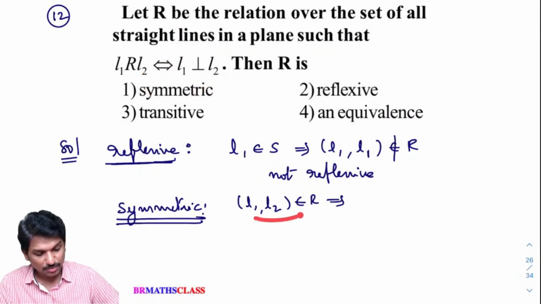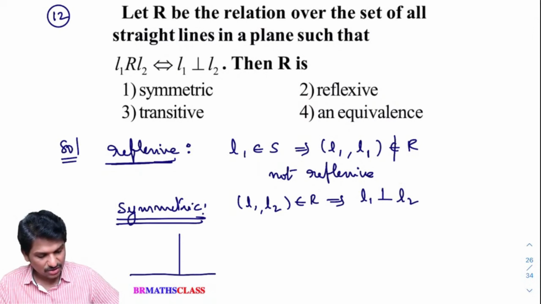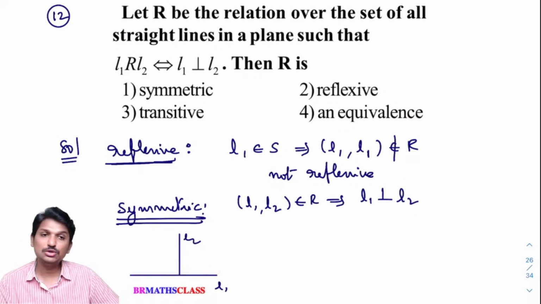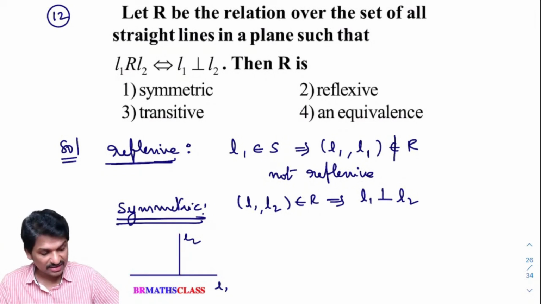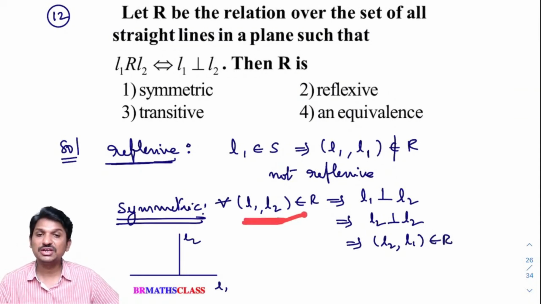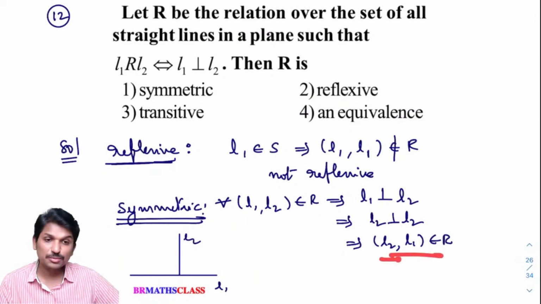As you take L1 comma L2 belongs to R, from this I can say that the line L1 is perpendicular to L2. You take two lines which are perpendicular to each other. Here two lines are there, perpendicular to each other. You name them: this is L1, this is L2. If L1 is perpendicular to L2, is L2 perpendicular to L1? Obviously, L2 is also perpendicular to L1. From this I can say L2 comma L1 belongs to R. So for every ordered pair L1 comma L2 in the relation, L2 comma L1 also belongs to the relation.